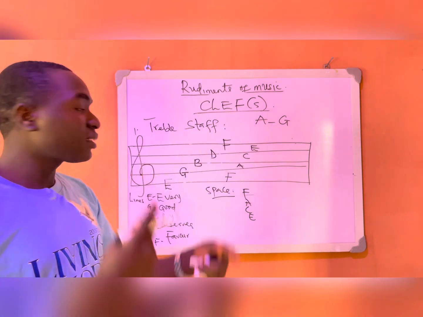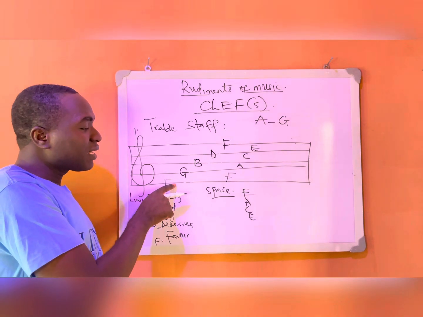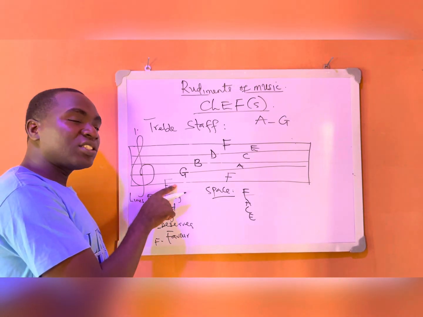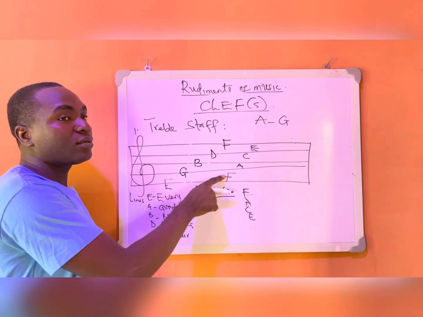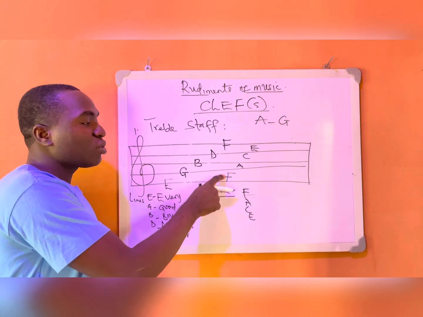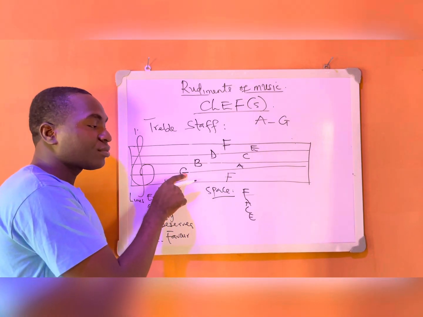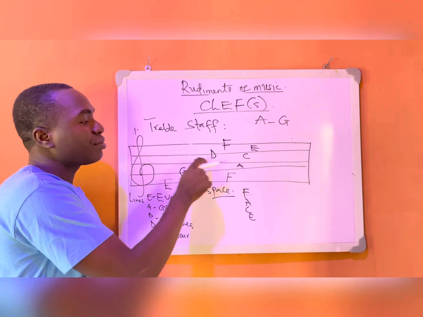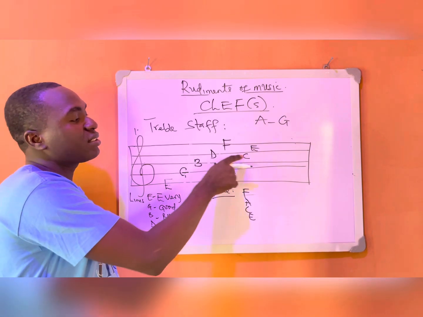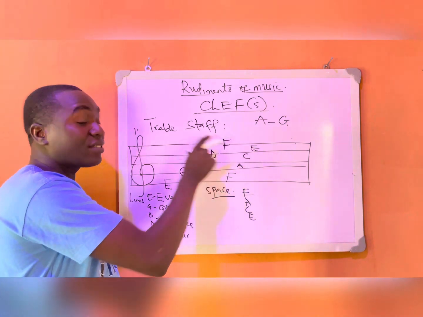It follows like that. So if the first alphabet here on the line is E, then after the line is a space. So if the first line is E, what's the next alphabet after E? So we have F. After space, what do we have? Line. So after F is what? Alphabet G on this line. After G, A. After A, B. After B, C. After C, D. After D, E. After E, F.